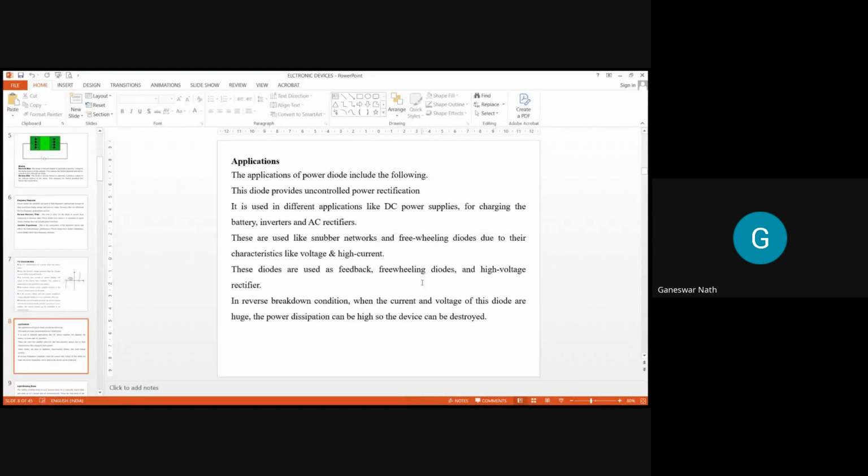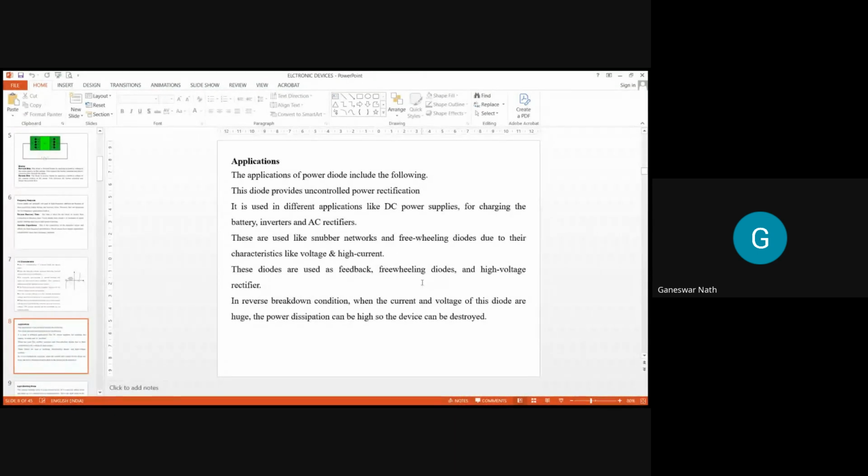These are also used in a snubber network and as freewheeling diodes. So these are some complex networks where power diodes can be used due to their characteristics, like high voltage and high current. These diodes are also used as a feedback circuit, freewheeling diode, and also as a high voltage rectifier.